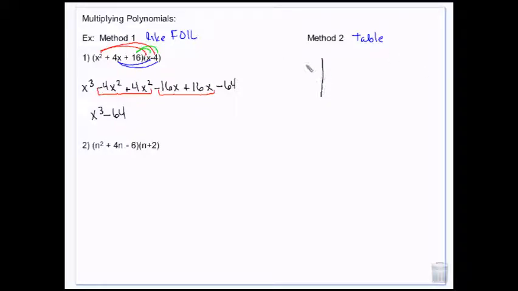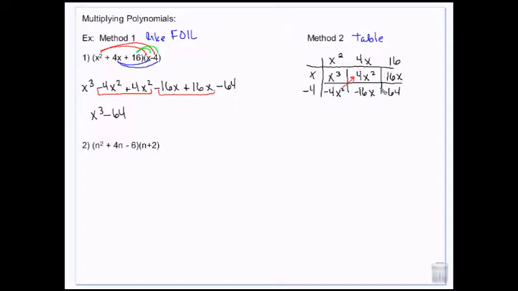The second method is a table. And when I make a table, it works kind of like a multiplication table. Actually, it works exactly like a multiplication table. And I just write my expressions across the top and the bottom, and x times x gives me x to the third. X times 4x gives me 4x squared. X times 16 gives me 16x. -4 times x squared. -4 times 4x. And then -4 times 16.